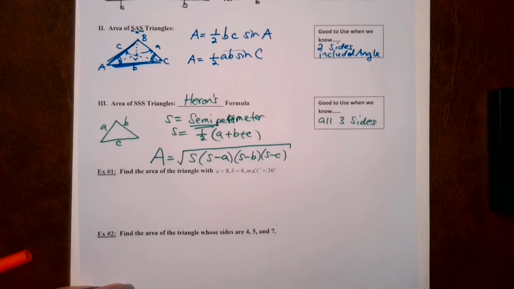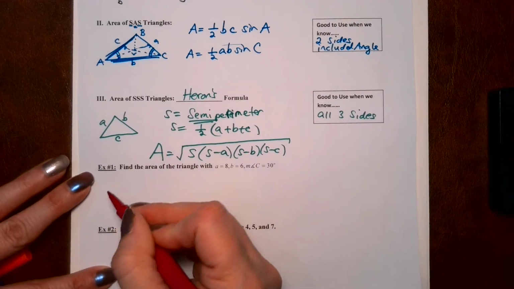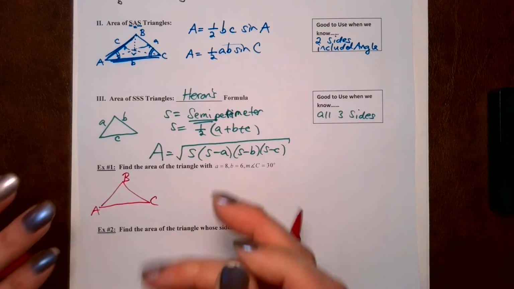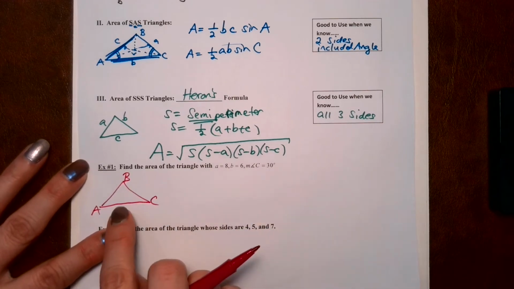Let's try some examples. Find the area of a triangle with this information. The first thing you should do is draw a picture and put an ABC on it. It doesn't matter where you put ABC as long as we get this information in the right place.